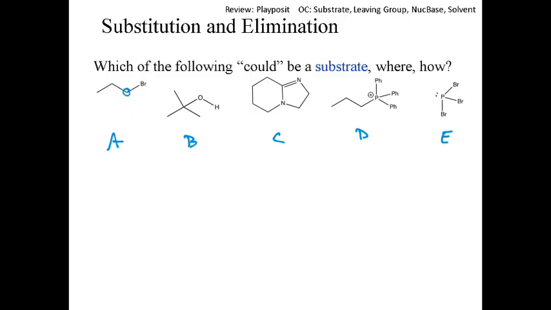Okay, how about the next one? B. Yeah? Give me more. OH? No. Okay. So Lee's already saying no. I like where you're going with that. It's definitely a good place to start. Why are you saying no? OH is not a good leaving group. Okay. So you're addressing the OH.